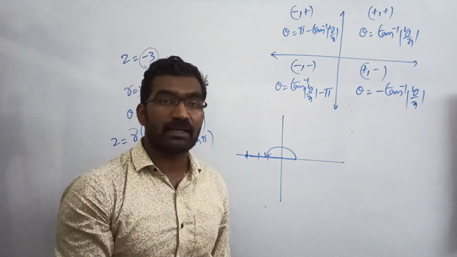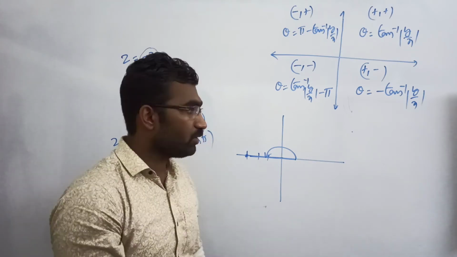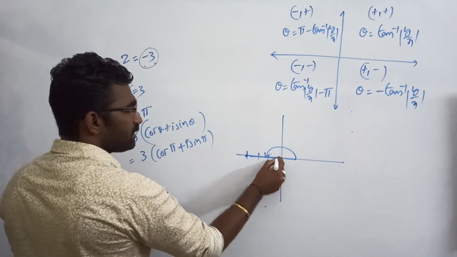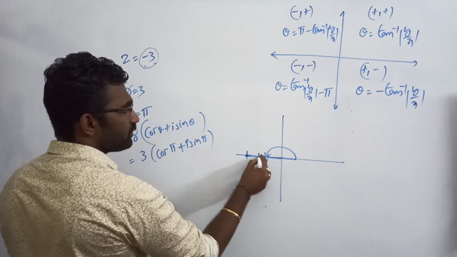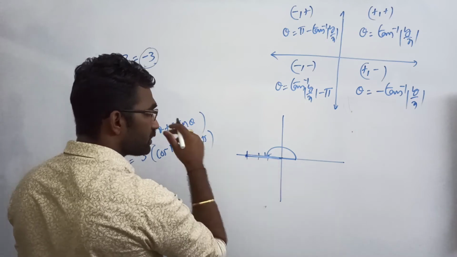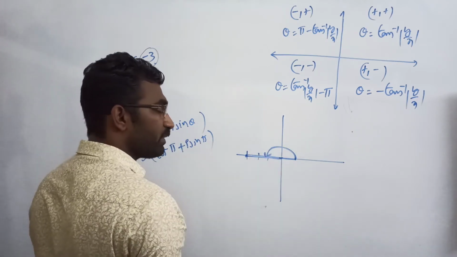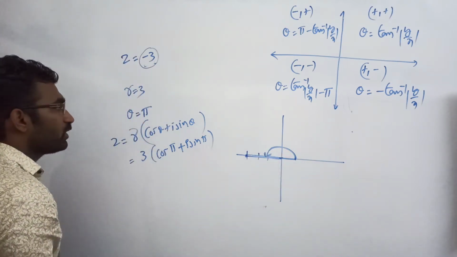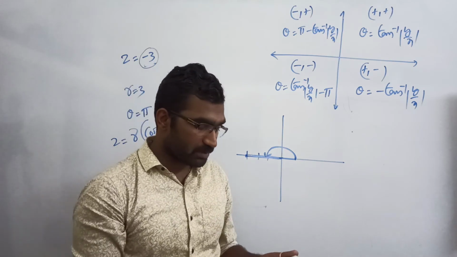If it is purely real, you can find it using the shortcuts that I discussed in the previous video. Here also, minus 3 will lie on the x-axis. Therefore the distance from the origin is the modulus. The distance is 3. The angle it makes with the x-axis, the negative x-axis, is 180 degrees. Therefore theta is equal to pi. That is the easiest way of explaining it.